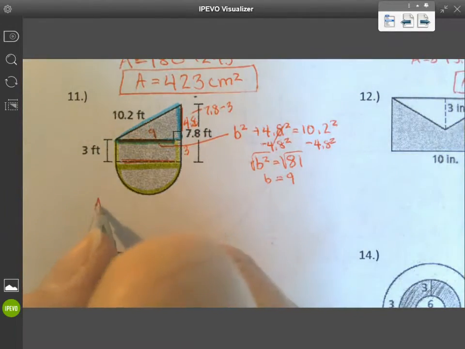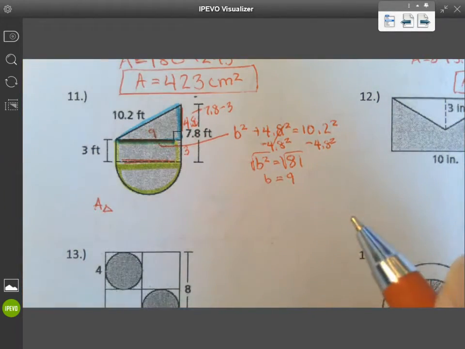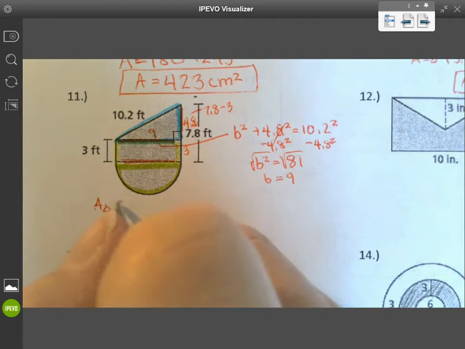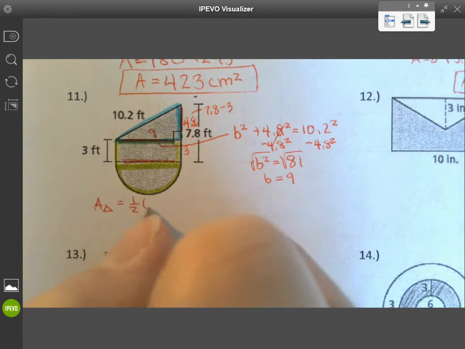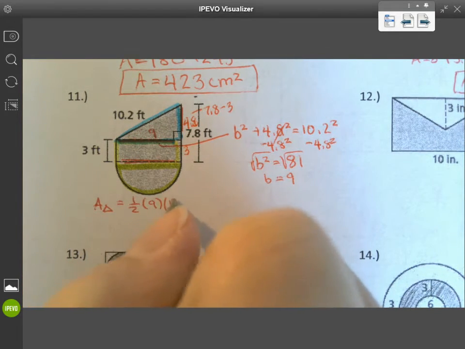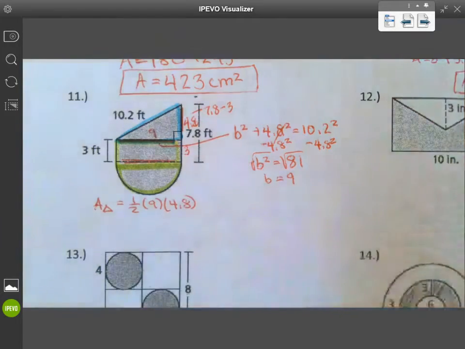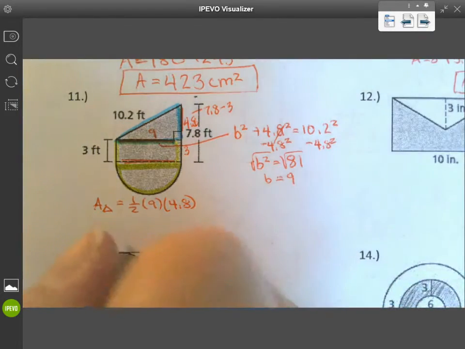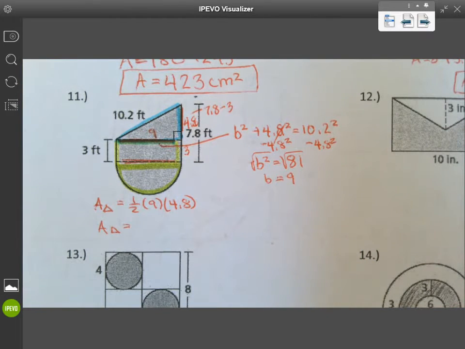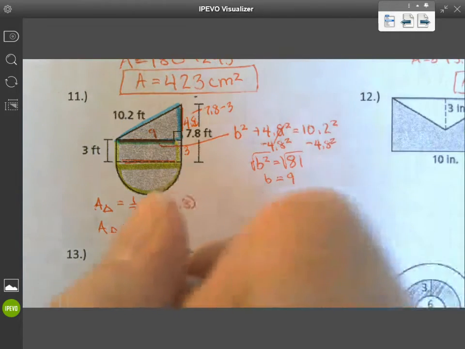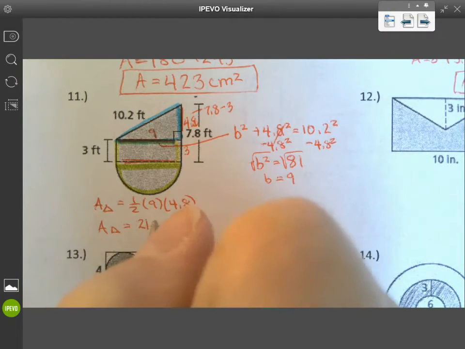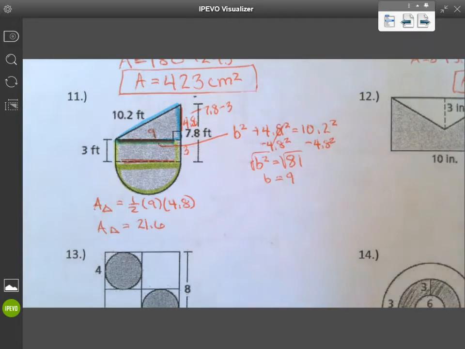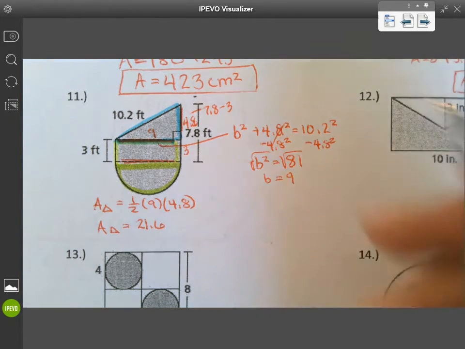So the area of my triangle is 1/2 the base times the height of 4.8. Remember, I had to fix that. So find the area of the triangle. I have it as 21.6. See if you agree with me. And of course it'd be feet squared, but I'm going to leave that out.